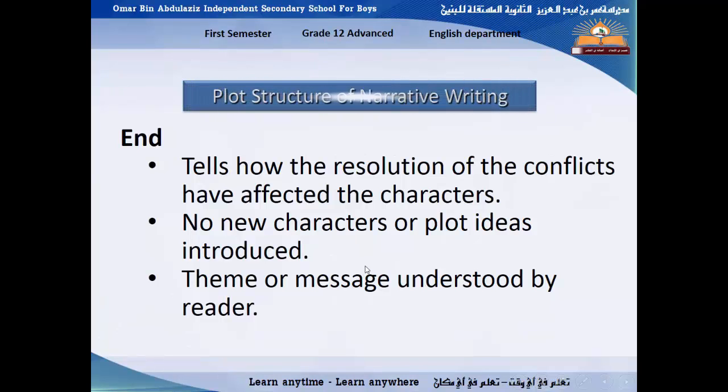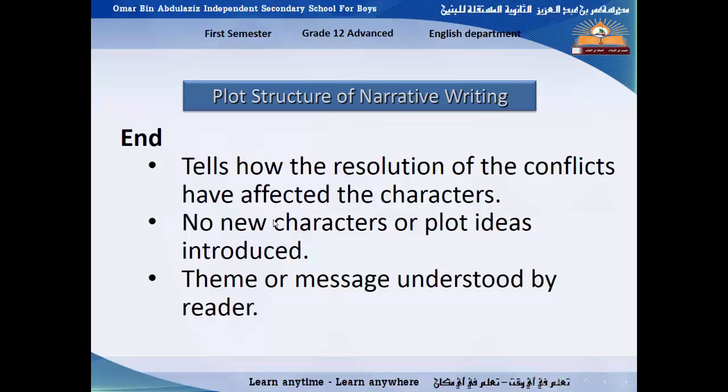So if you are asked about the climax, what is the climax? The climax means when the actions of the story get most complicated, when the actions reach the top of excitement, the top of tension. At this point we call this the climax. And here we come to the end of the story.